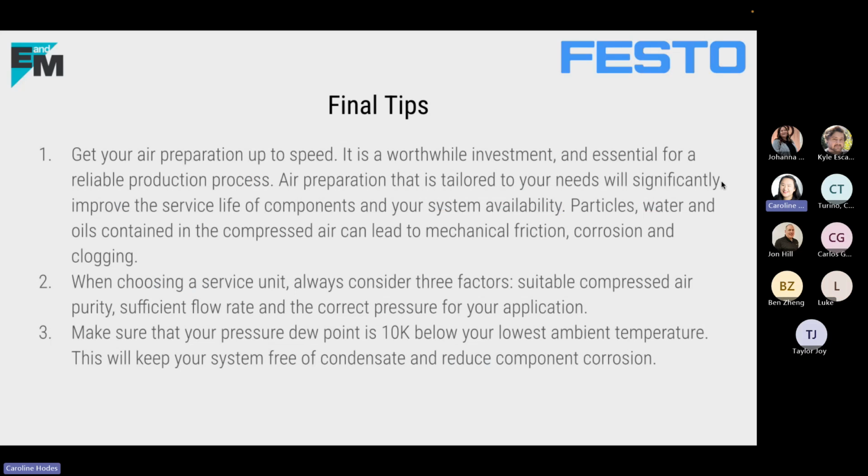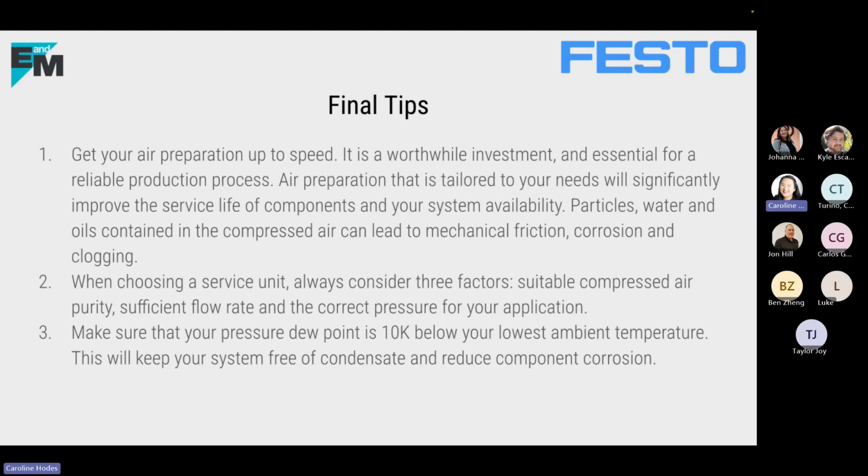So the final tips for compressed air prep. The first one would be to get your air preparation up to speed. It's a very worthwhile investment, and it is essential for a reliable production process. The air preparation will significantly improve the service life of your components and your system availability. Any of those contaminants in the compressed air can lead to a lot of issues, including mechanical friction, corrosion, and clogging.